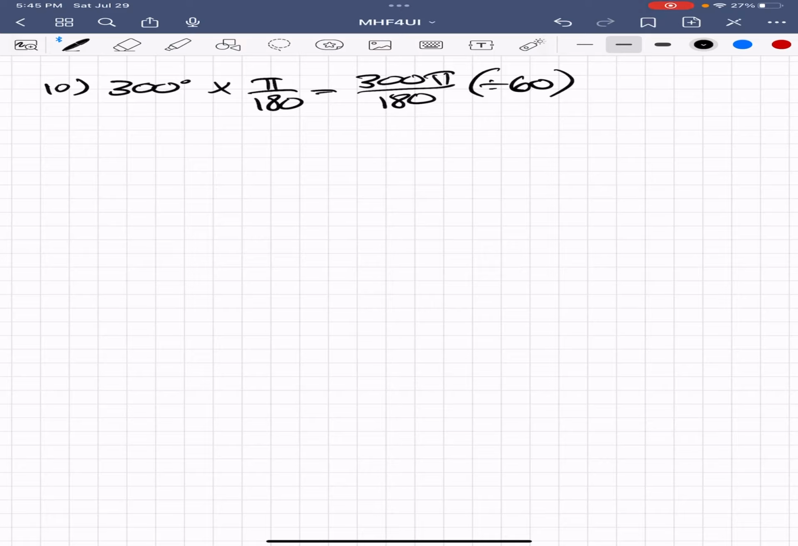360 minus 60 degrees is 300, so 60 degrees is the corresponding angle, and 60 degrees is pi over 3, so we're going to factor out a 60, it gets 3, and on top it goes into 300 5 times, so we're left with 5 pi over 3. So that was converting radians and degrees.